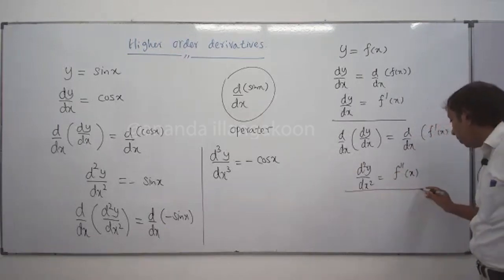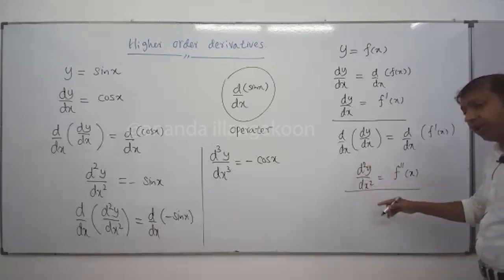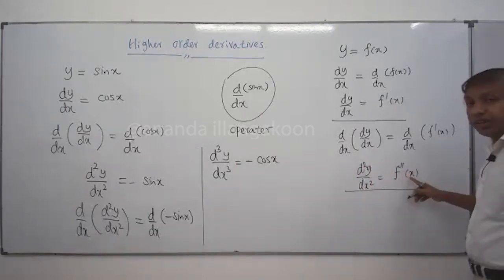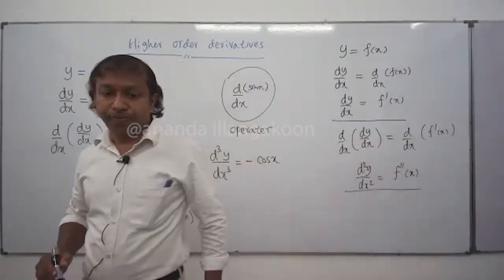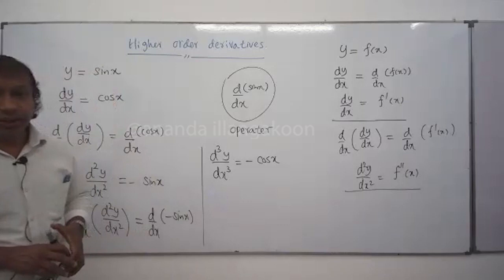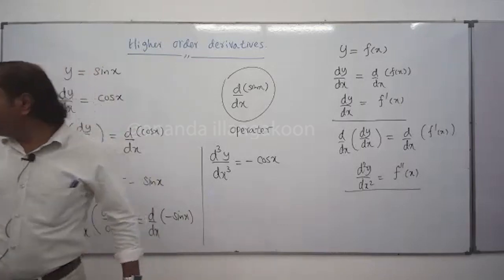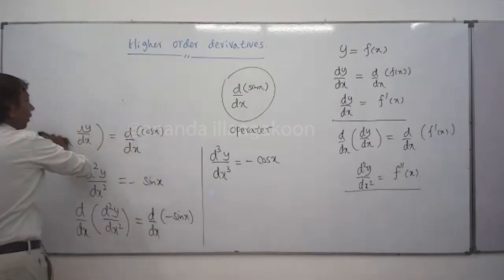Once more, we can differentiate. Then here we get d3y upon dx3, which is equal to f triple dash x. Like that, we can symbolically represent these things. Okay? So then we come to the first note, and we'll come to some questions today. Higher order derivatives, we can write like this.